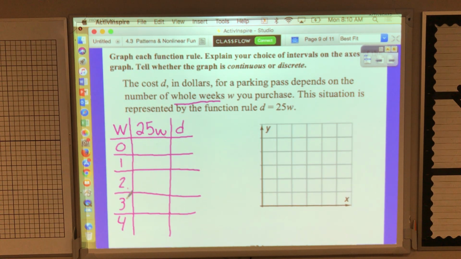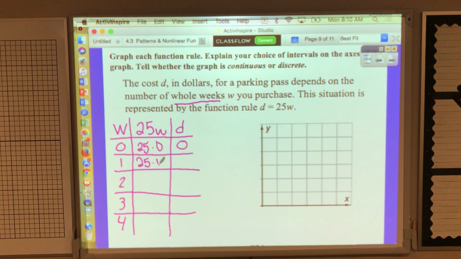So my table, 5 values. W is our input, D is our output, right? So I started at 0, because in real life, do we have a negative number of weeks? No. And I went by ones because I can have 1 week, 2 weeks, 3 weeks, 4 weeks. I could have chosen to go by 5s, but unless it's something that's already graphed, you should usually choose ones. So 25 times 0 is 0.